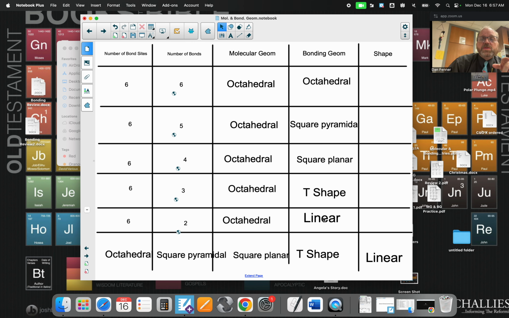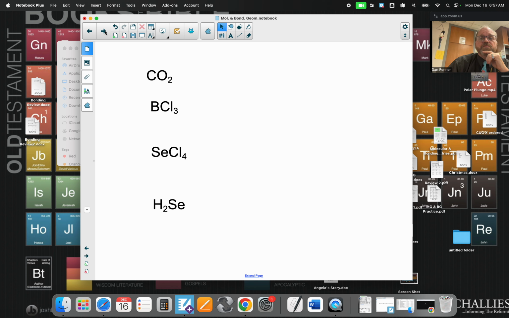Okay, so those are the shapes of covalent molecules. We will practice those tomorrow and go through them. Hopefully this wasn't too bad. Take care. God bless. Goodbye. Oh, let's do some practicing. Get ahead of myself here.